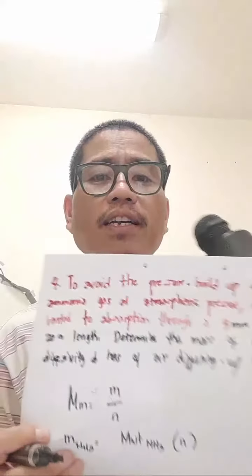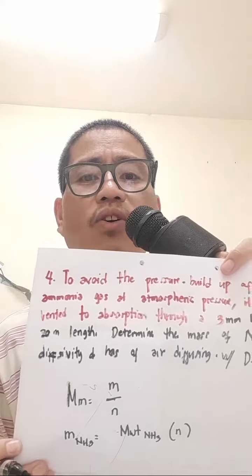So molar mass is equal to the mass over the number of moles. Since we want the mass of ammonia, the mass of ammonia is equal to the molar mass or molecular weight of ammonia times the number of moles. This is from chemistry, and we will connect it to mass transfer. This is equation number 1.